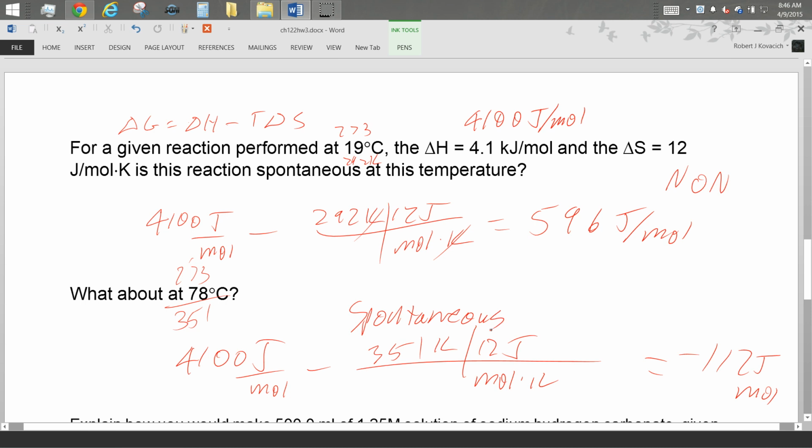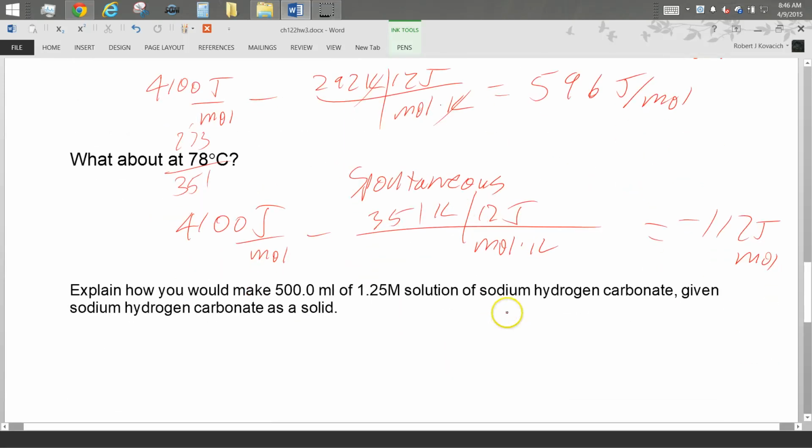So all this person did to change the spontaneity of this reaction is change the temperature, and that's definitely something that a chemist would do to try to get some sort of process to happen, or maybe you don't want it to happen, but a simple temperature change can make the reaction occur.